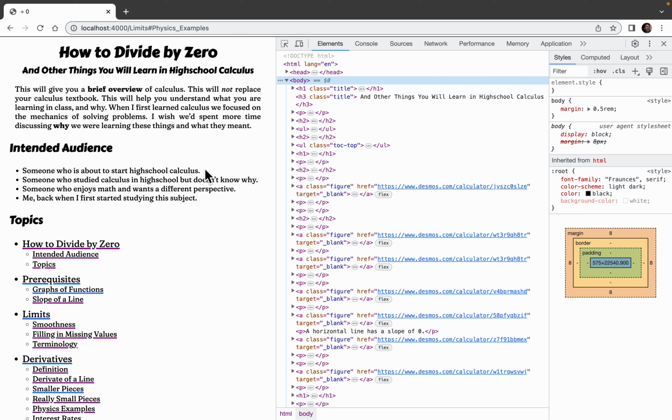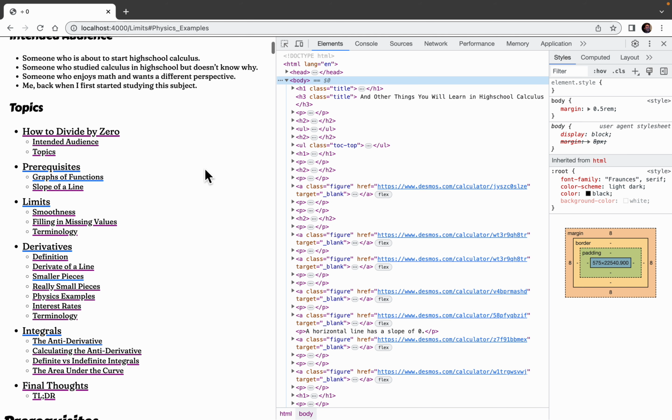Intended audience: someone who is about to start high school calculus. Someone who studied calculus in high school but doesn't know why. Someone who enjoys math and wants a different perspective. Me, back when I was first studying this subject.